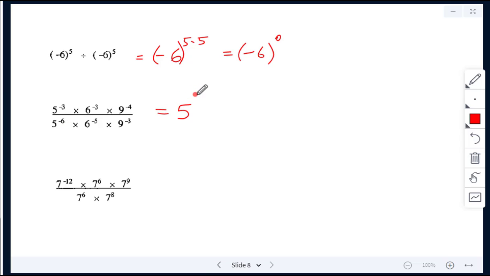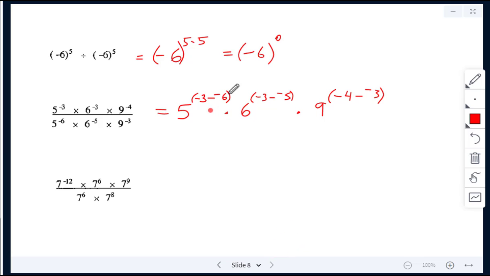So it is negative 3 minus negative 6 here. Okay, so I'm just going to write that out just so you guys have that. So negative 3 minus negative 6. So very important that you keep the subtraction as well as the integer as how it is. So negative 3 minus negative 6, and then it's multiplied by 6 to the power of negative 3 minus negative 5. So negative 3 minus negative 5. And then we have 9 to the power of negative 4 minus negative 3. Like so.